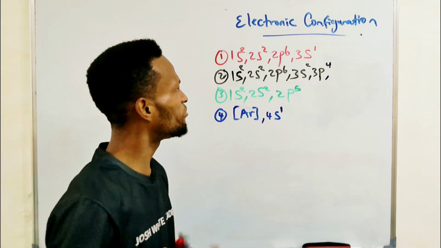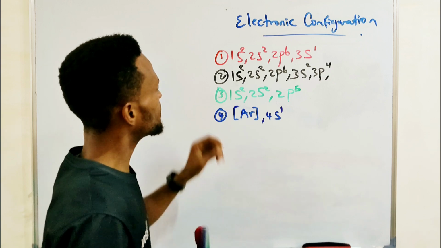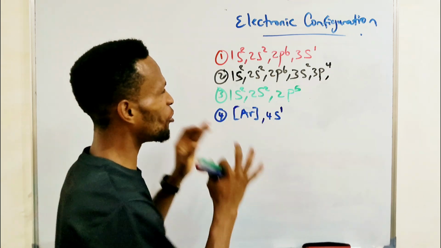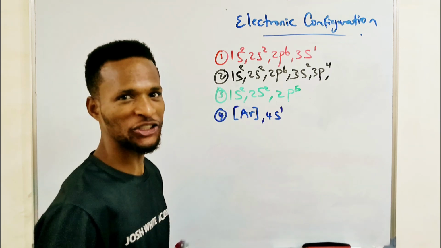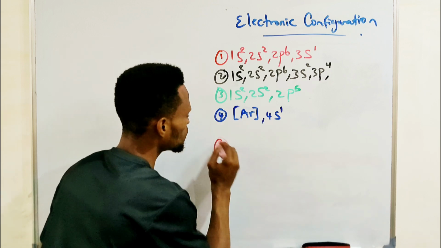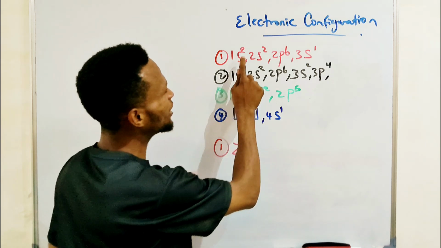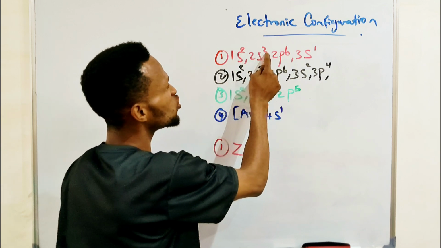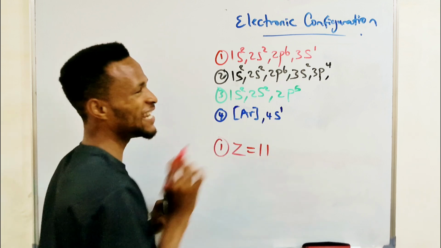How to identify the number of electrons or atomic number, the group, the period, and the block of elements using the SPDF electronic configuration. Very simple. For instance, the first one, number 1, your atomic number, which is the number of electrons, is gotten by adding the superscripts, the numbers at the top. This is 2 plus 2, 4, plus 6, 10, plus 1, 11. That means it has 11 electrons.